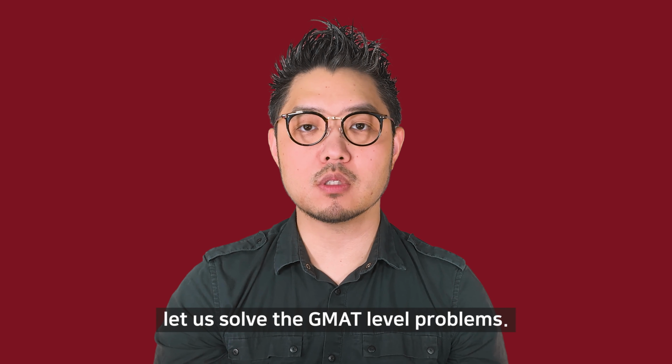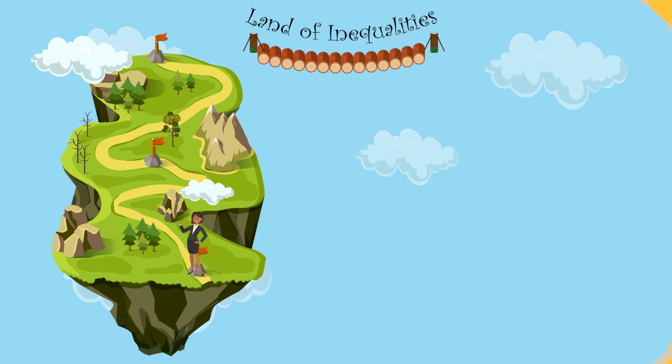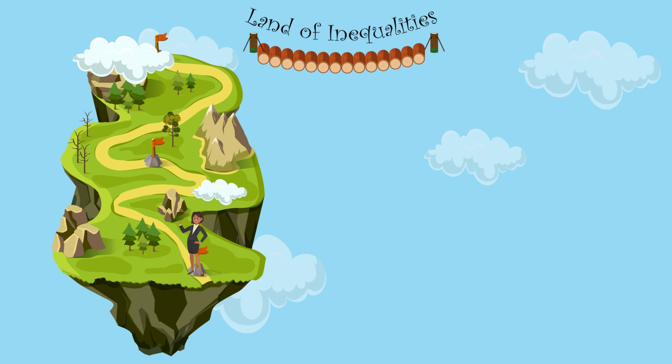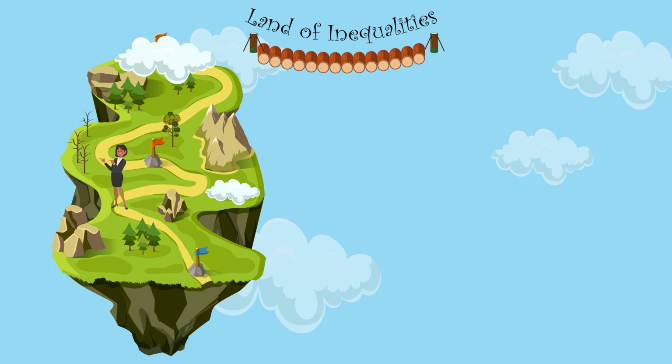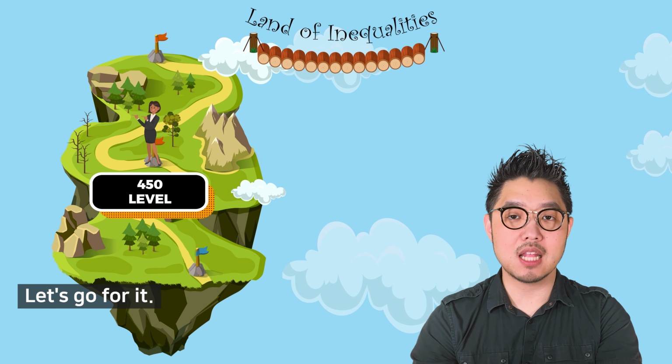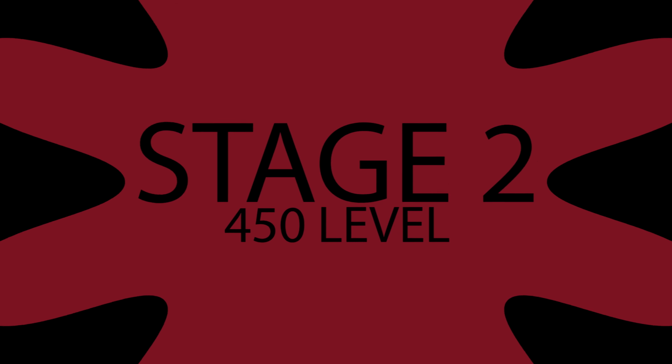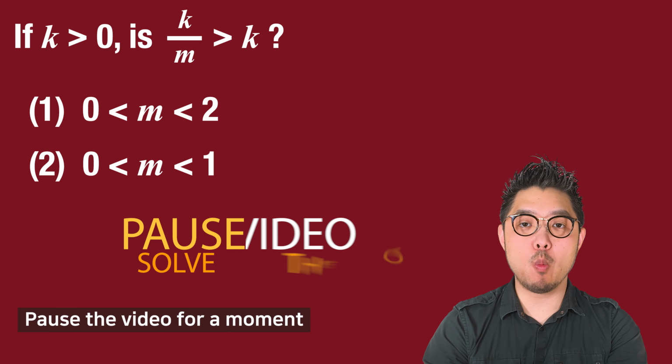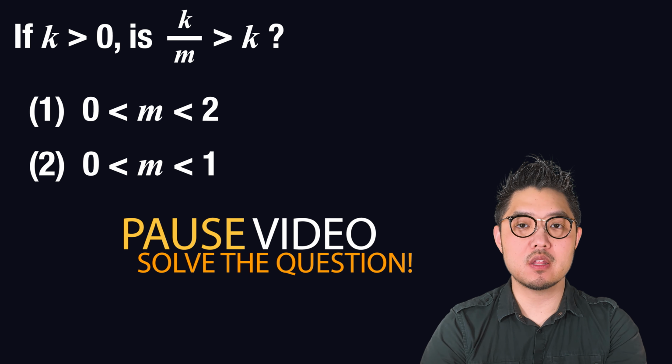Remembering these 3 points, let us solve the GMAT level problems. This stage is a 450 level question. Let's go for it. Pause the video for a moment and try to solve it.